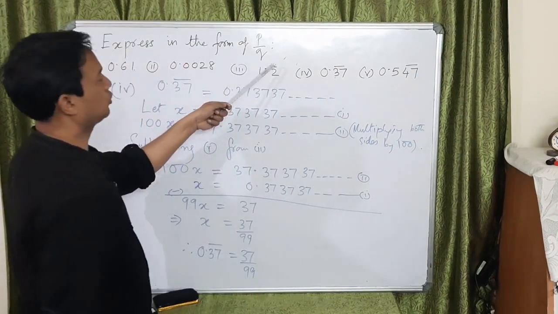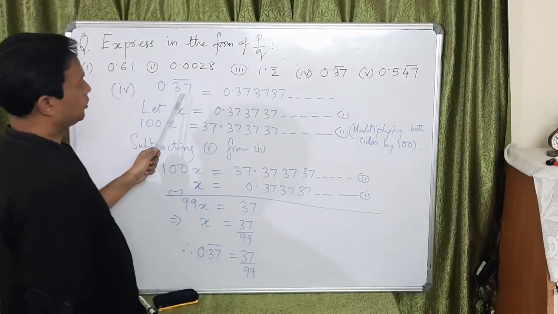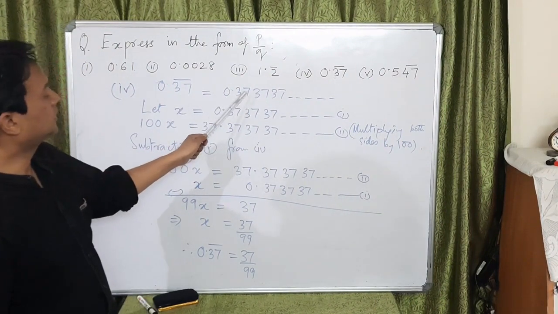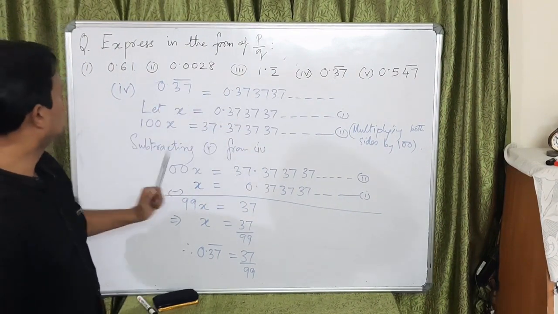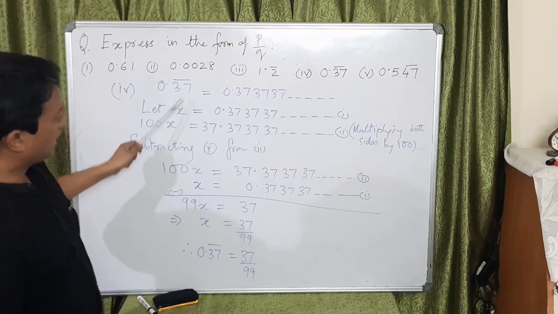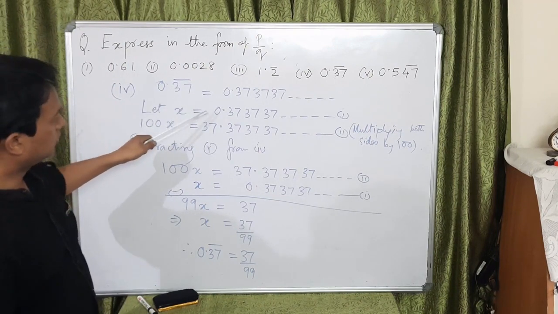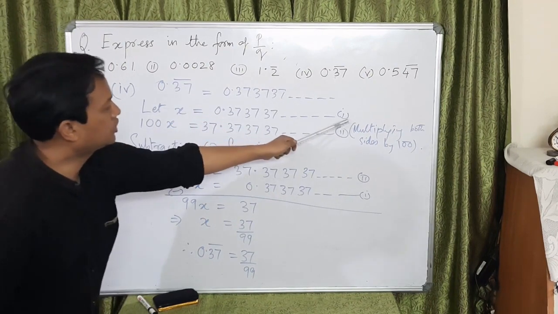In the previous one, it was only one digit repeating. So here 0.37 bar is the same as 0.373737 repeating as many times as we like. We'll denote this by x, so x equals this one. We'll write it as equation 1.